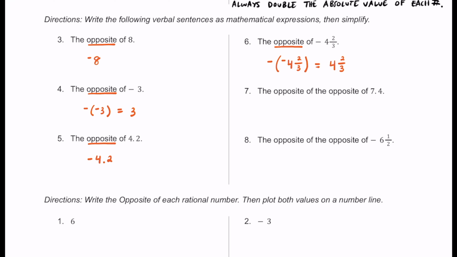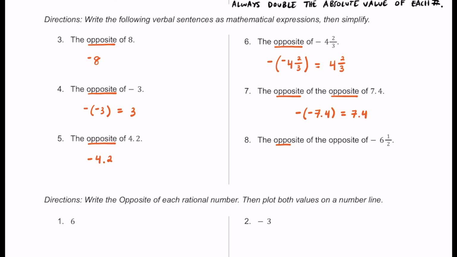Okay, next for number 7, we have the opposite of 7.4. So here's 7.4, right? Here's one of the opposites, and here's the other opposite. That's the opposite of 7.4, and the opposite of 7.4 is just equal to 7.4.